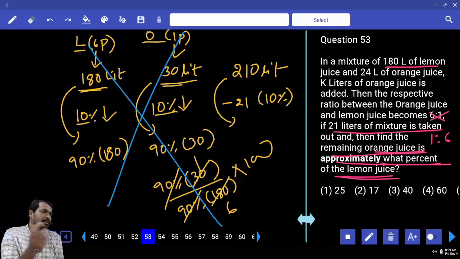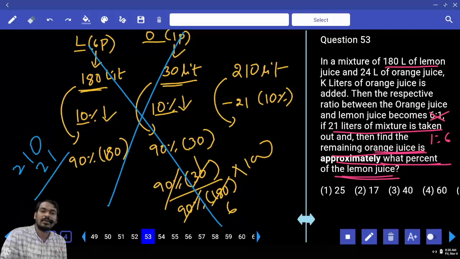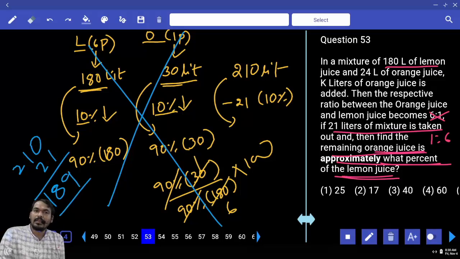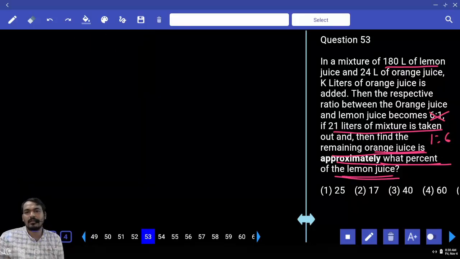We are not adding any quantity, right? Yes or no? Out of 210 we removed 21 liters. What is the remaining quantity? 189 liters, or not? 210 minus 21. What is the remaining? 189, or not? In that 189 also, lemon and orange are in which ratio? Same ratio or different ratio? Same ratio. What is the ratio? 6:1. Orange how many parts? 1 part. Lemon is 6 parts. Then we write 1 by 6, or not? Yes or no? Directly we get the answer, or not?